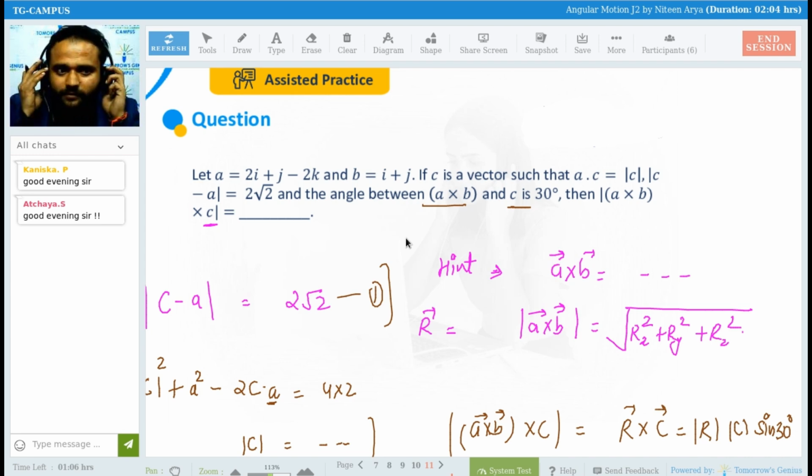What is the answer? Anyone? Anyone try or not? Out of 5 students. Bhuvana, Acha, Kanishka, Morish, Ashwin, Karthik. Okay, it's okay.